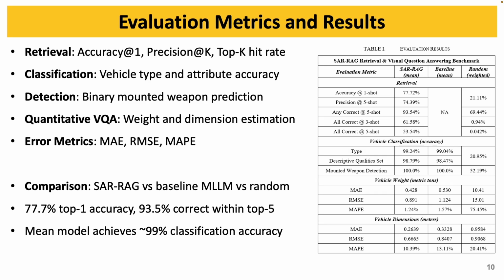So after these retrieval metrics at the top, we go into some of our more interesting metrics related to vehicle classification. We can generate a qualitative set about the vehicles. Is it an amphibious vehicle? Is it an artillery system? Is it a main battle tank? Is it a tracked vehicle, a wheeled vehicle? Is it a transport truck?